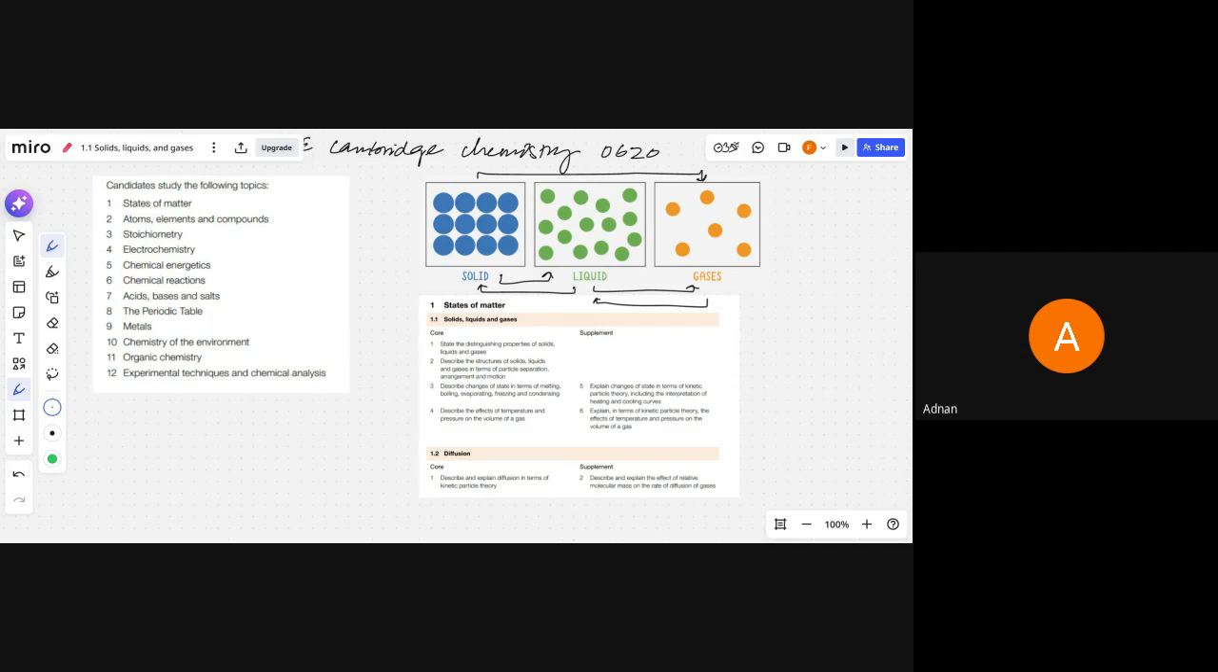Okay, so as we have discussed these, now let's take a look at the next one, which says describe the changes. I think we have already talked about this. Yeah, number 4: describe the effects of temperature and pressure on the volume of a gas. Okay, so let us talk about the changes of temperature.